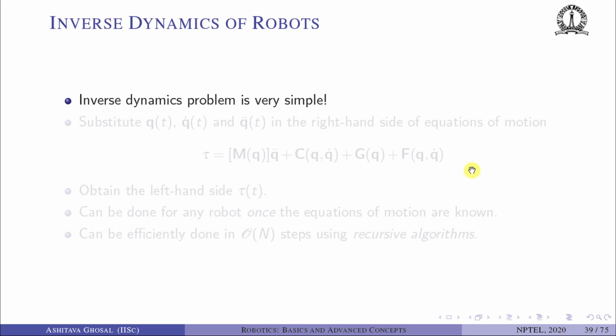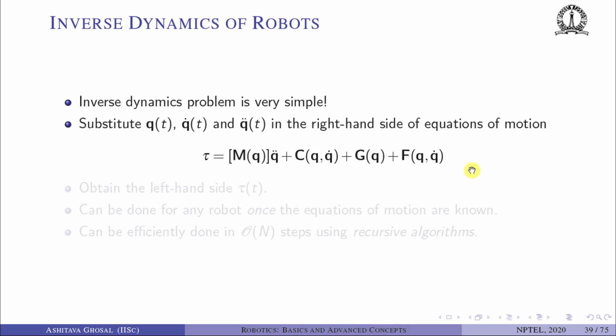The inverse problem is very simple. Why? Because all it requires is that we substitute the given q of t, q dot of t, and q double dot of t in the right hand side of the equations of motion. The equation of motion is given in general as tau equals M into q double dot plus a Coriolis centripetal term plus a gravity term and maybe a friction term if there is an estimate of friction. So if you know q, q dot, and q double dot, you can just directly substitute and obtain the left hand side, which is torque, as a function of time.